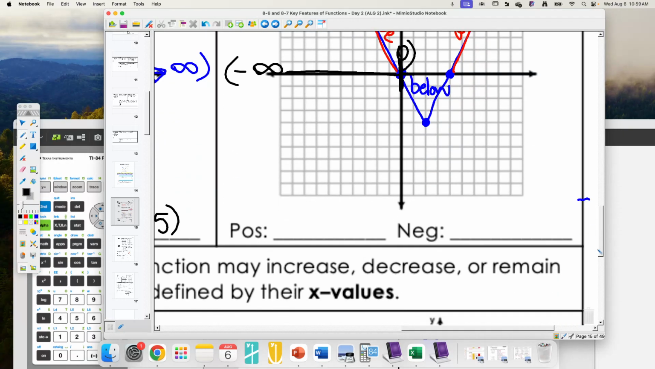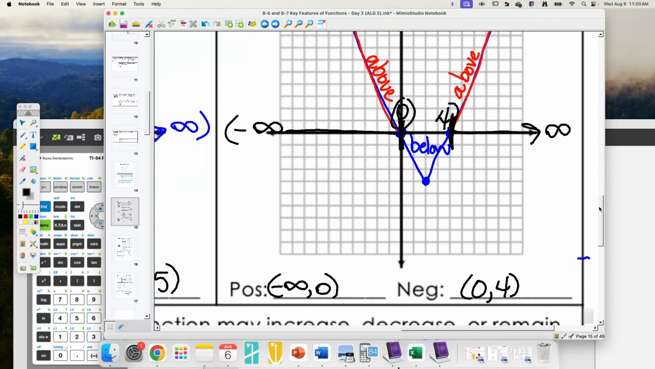Please put that on the line that says positive. Don't write too big because we're going to have to fit another one on there, okay? Look at the little smidge. From 0 to 4, that is my negative interval. And then from 4 to positive infinity, look at that, it's above the graph. That's my other positive. 4, positive infinity. Yes? Question? We ain't done by all means. I just want to make sure we good so far.